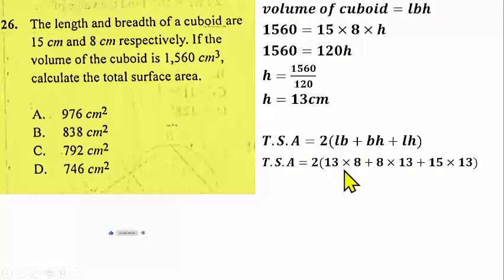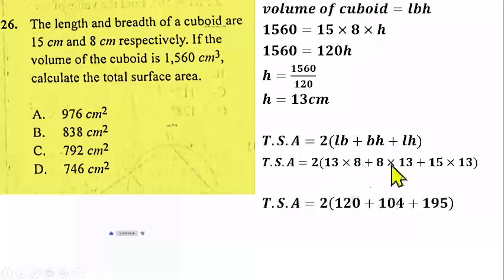So that means I repeated this one twice. This one and this one are the same. So this one should be 15 times 8, not 13 times 8. So please correct that from your hand. There's an error in substitution here. If you simplify that, you'll be having 15 times 8 here, then plus 8 times 13 plus 15 times 13. So if you simplify 15 times 8, you give your answer here. Then add it together, whatever you get, multiply by 2.